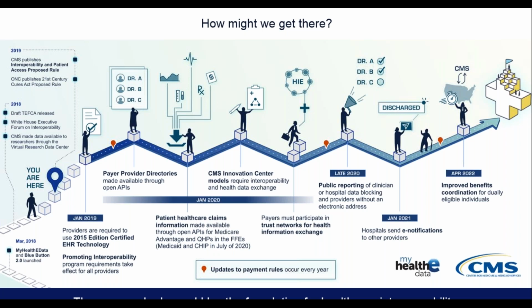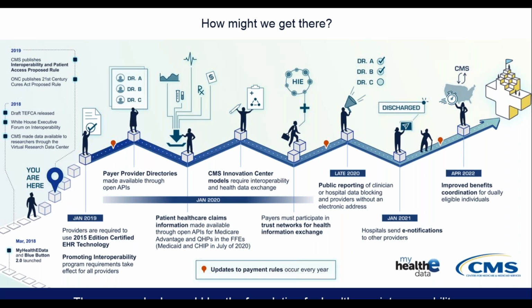One is related to the practice of information blocking, so the practice of actively withholding information from patients and other providers. This is a practice that is strongly discouraged by CMS. The Office of the National Coordinator, or ONC, also recently released a rule from the 21st Century Cures Act that discourages information blocking.